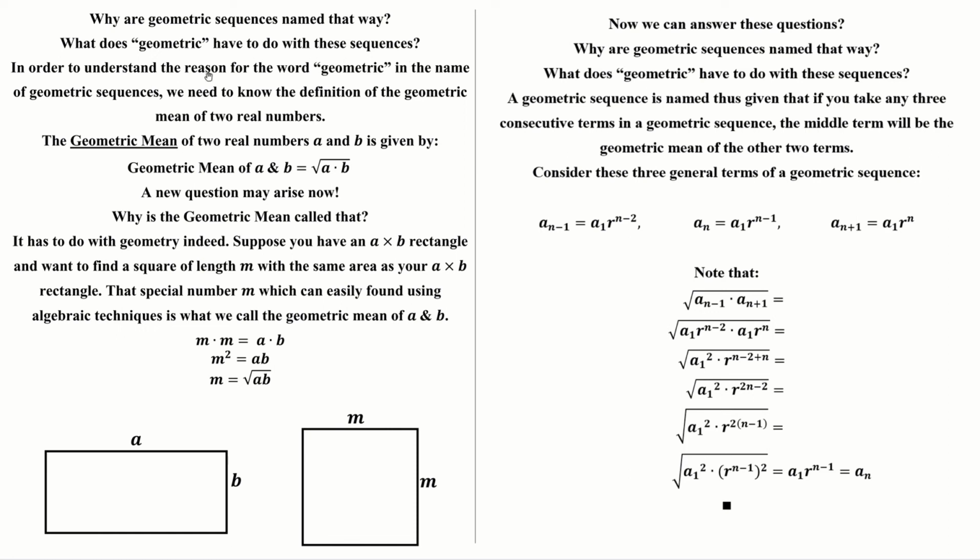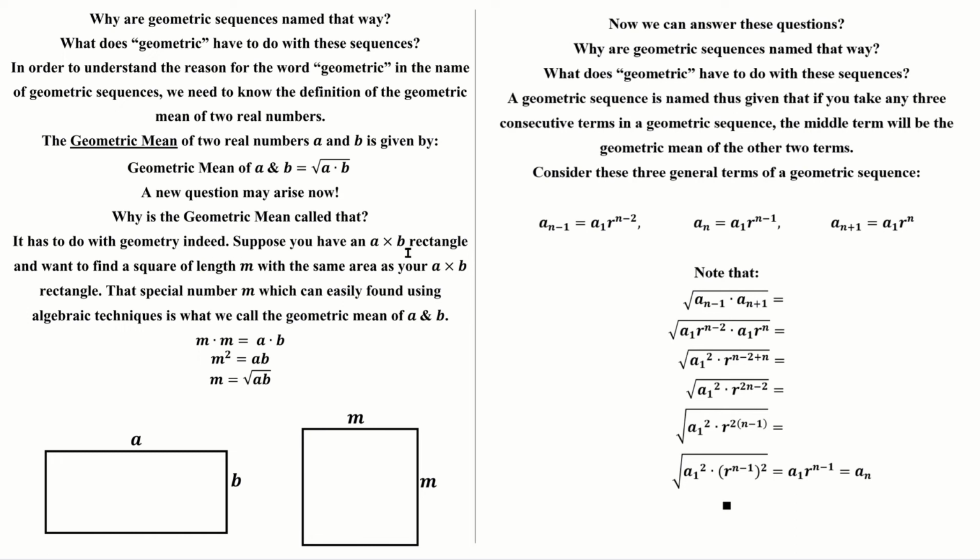In order to understand the reason for the word geometric in the name of geometric sequences, we need to know the definition of the geometric mean of two real numbers. The geometric mean of two real numbers a and b is basically the square root of their product, okay? Now, a question may arise, a new one, namely, why is the geometric mean called that? Well, it has to do with geometry indeed.